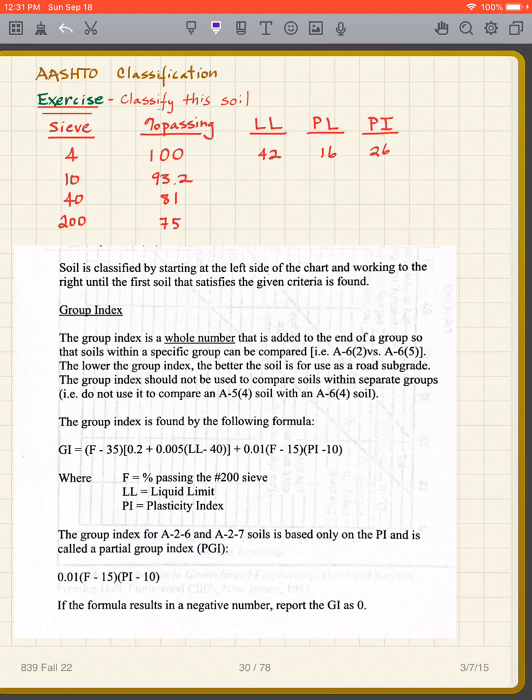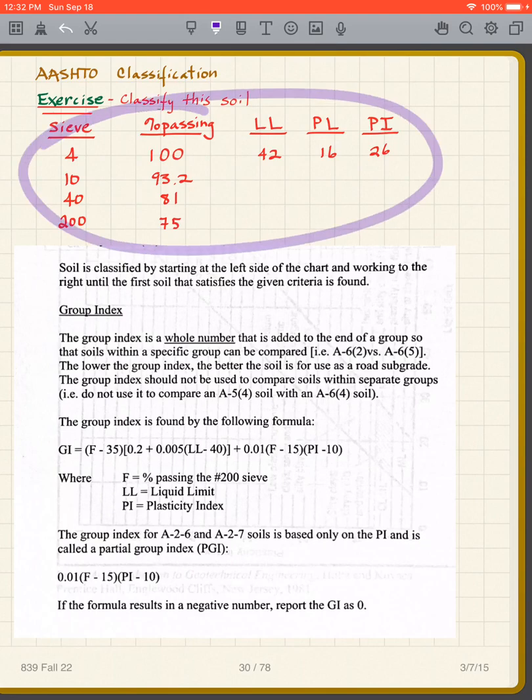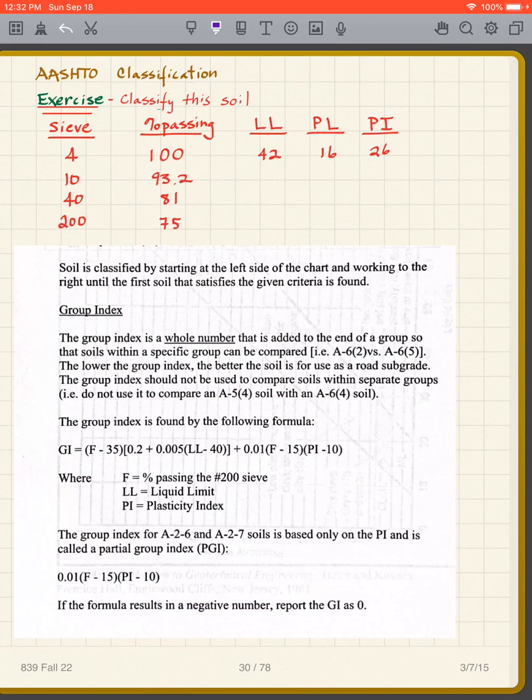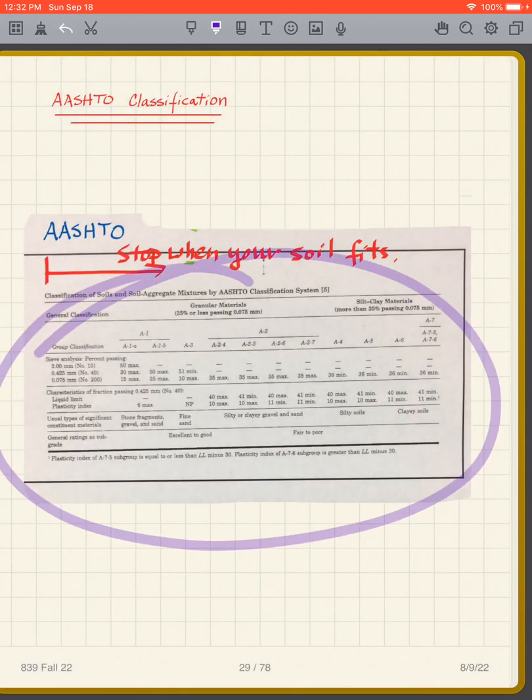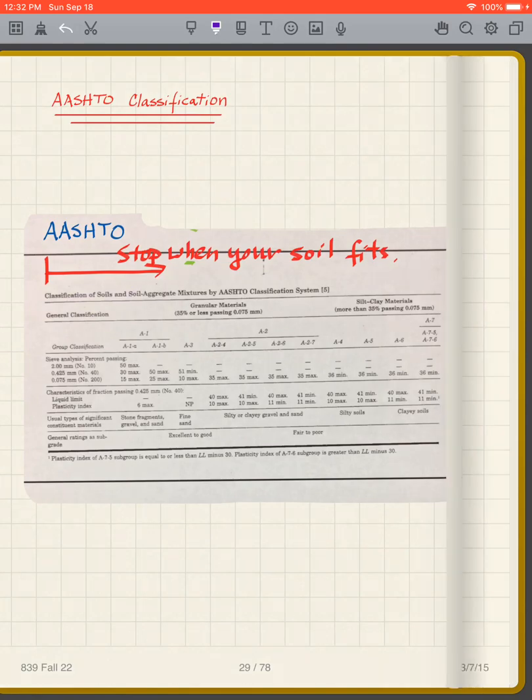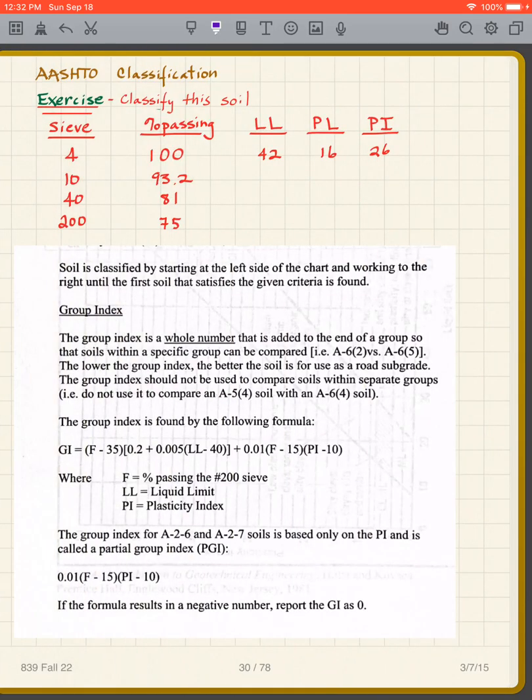What I want you to do is do your best here to classify this particular soil. Here are my sieves, 4, 10, 40, 200. Here are the percent passing for those. I haven't plotted the curve. You just read off these values, and then you've got your liquid limit, plastic limit, and your plasticity index. So use this information and this chart to classify this soil. Pause the video here and classify this soil.